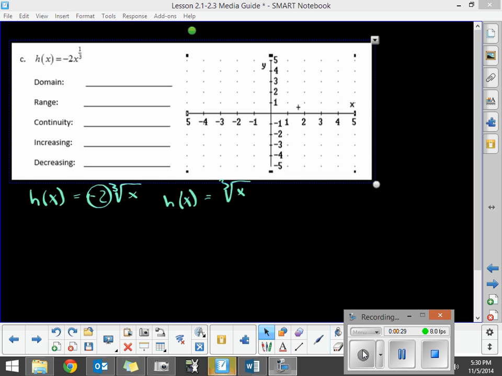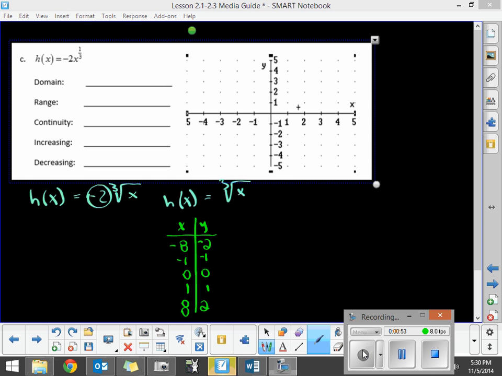h of x is equal to the cube root of x. So once again, being very strategic with the values that you pick, what I would want to pick is something like -8, and the cube root of -8 is -2. I'd want to pick 1, it's a perfect cube, or -1, and the cube root of -1 is -1. The cube root of 0 is 0, the cube root of 1 is 1, the cube root of 8 is 2. So that would be the parent function.